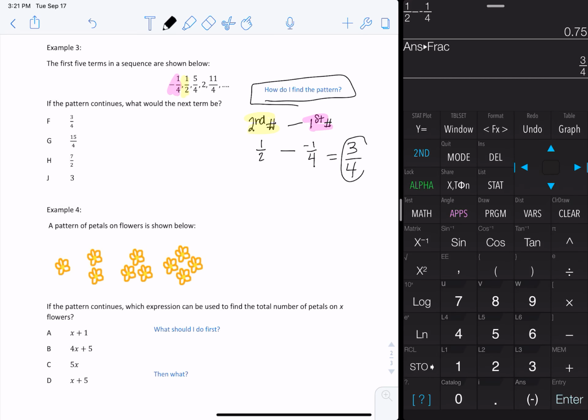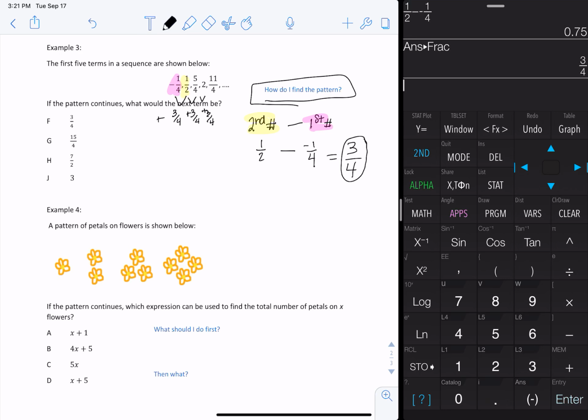3/4 is the pattern. What that means is every time I go from one number to the next, I'm adding 3/4. And then I add 3/4. And then I add 3/4. So you find that pattern by subtracting, and then you add that to every number to find the next.